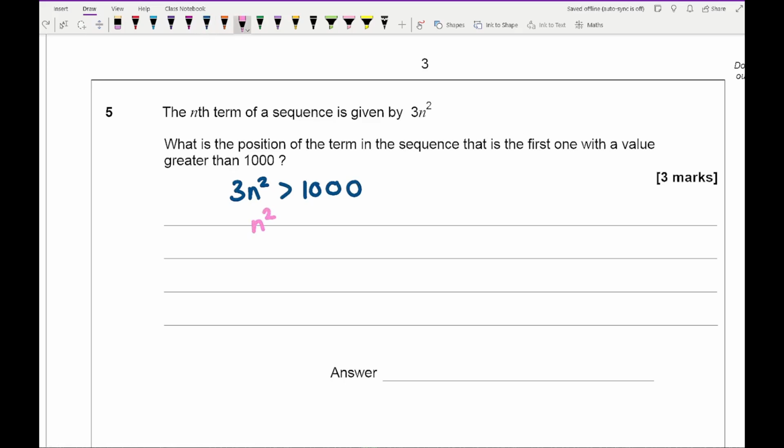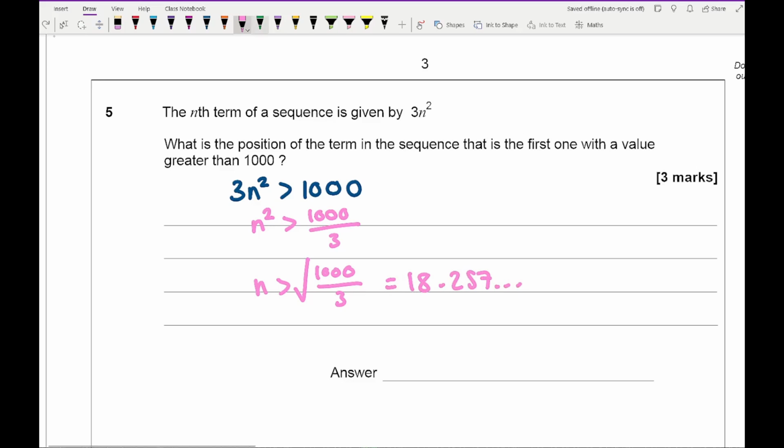So here I've got n squared is greater than 1000 divided by 3, and then I've got n is greater than the square root of 1000 over 3, which if I type into my calculator, I get an answer of 18.257.